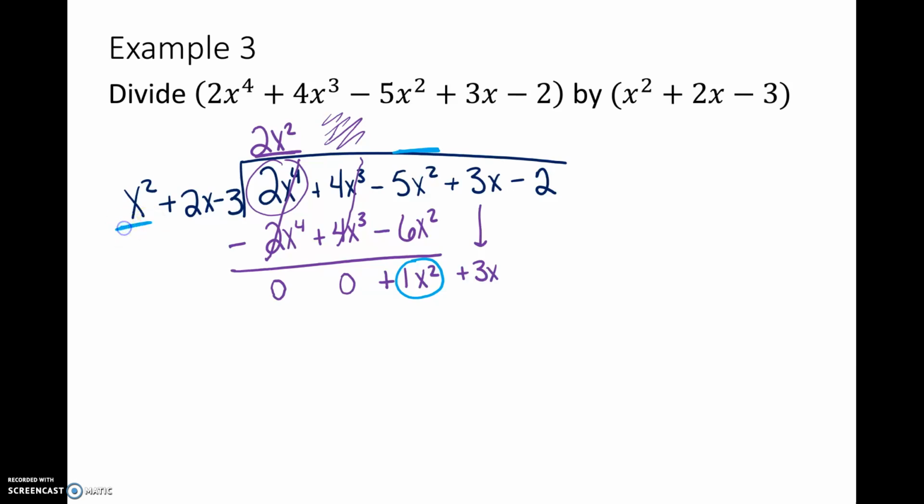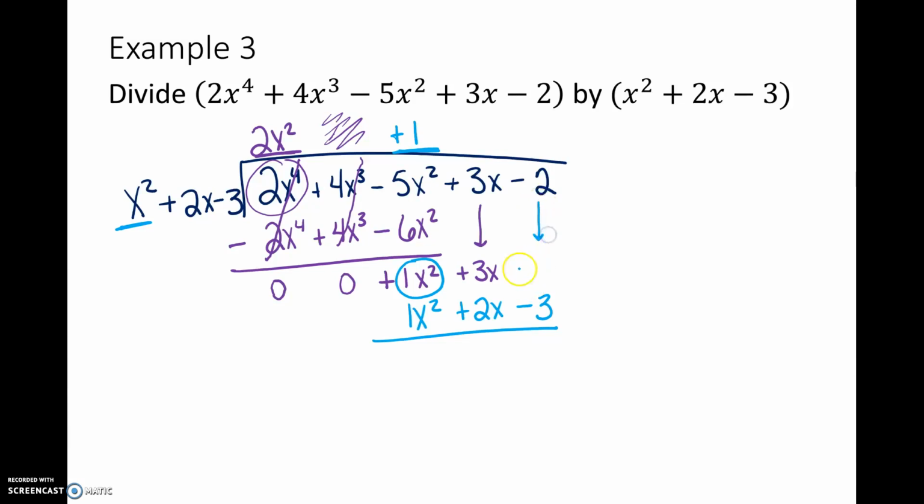So x squared times what would give us 1x squared? Just a 1. Distribute. 1 times x squared is 1x squared. 1 times 2x is 2x. And 1 times negative 3 is negative 3. Before we start subtracting, do you see anything wrong with our subtraction problem? Right, we have this hole above negative 3.